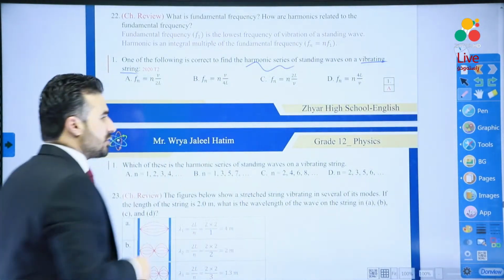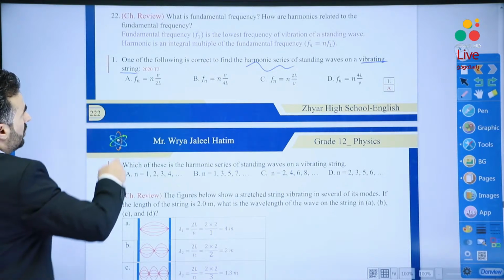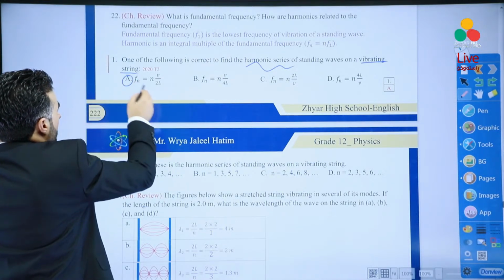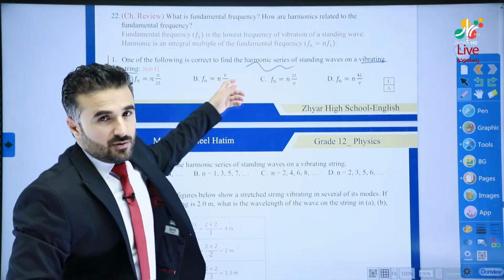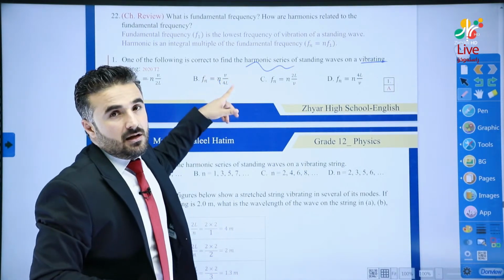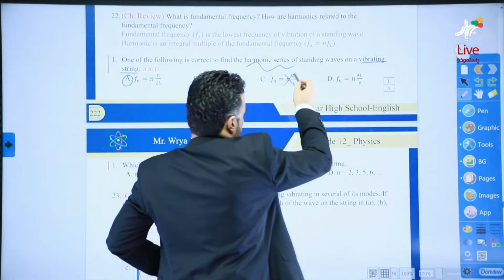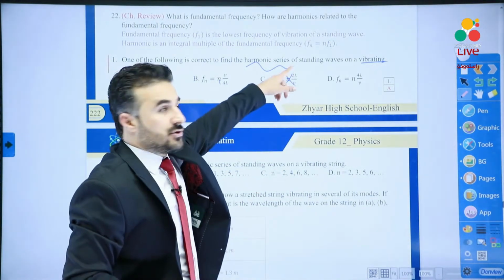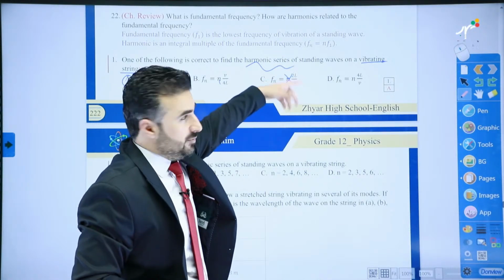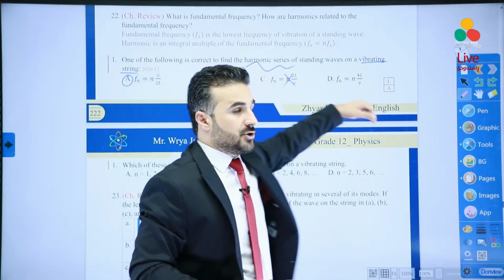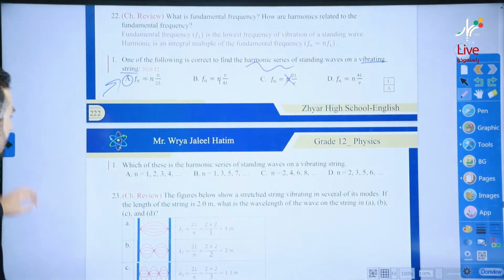So what was the equation that we had for the series of harmonics? That was Fn equals n times v over 2 times the length. You will see later on that the other forms would be for a pipe that is open at one end. These are different because they are the inverse, where the speed should be up in the fraction and 2l should be below. And this one is also incorrect. So the correct one is option A.